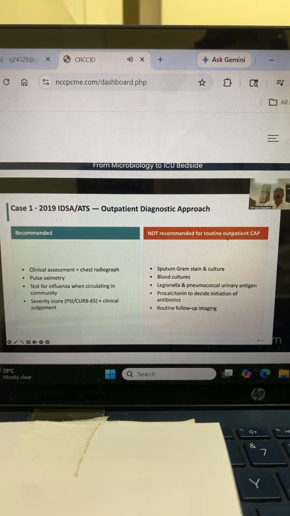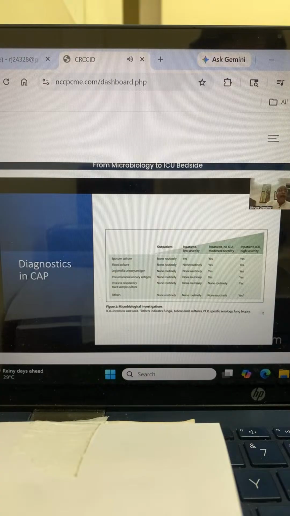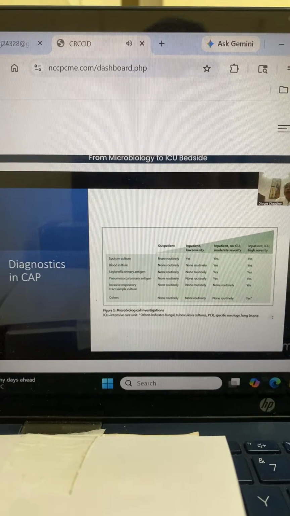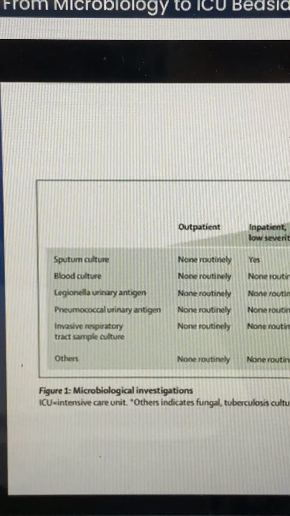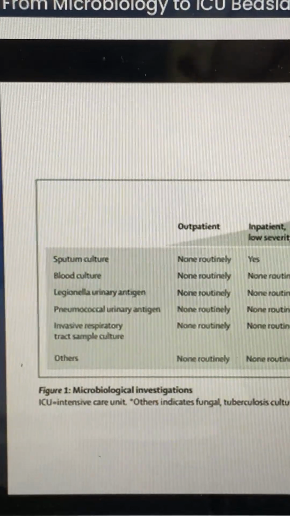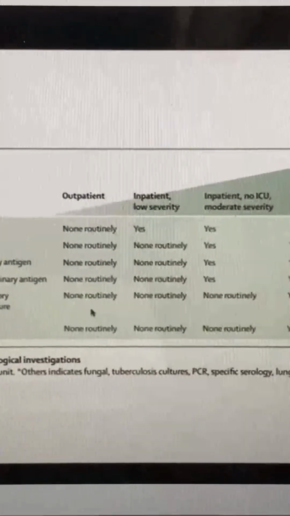What is not recommended for routine outpatient CAP is aggressive investigations, whether cultures, urinary antigen or procalcitonin, which our younger colleagues are extremely fond of, and there's no need for routine follow-up imaging. I think this is an important lesson, and this is what the BTS talks about in terms of management. This was published in Lancet. You can take a photograph of this. It can help you out that in outpatient, nothing more is needed.